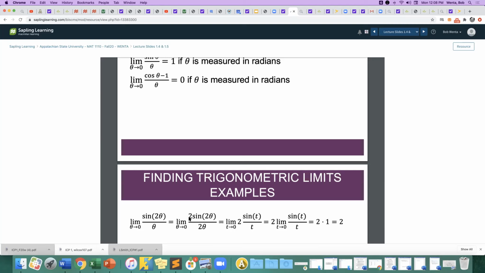And we realize what that is, and what they're showing here is that you get this t as their replacement. You can see that they make it t instead of theta. But the key point is that these two are the same. And then they bring the 2 out front, and you get this. And the limit of this as t goes to 0 is equal to 1. So 2 times 1 is 2.